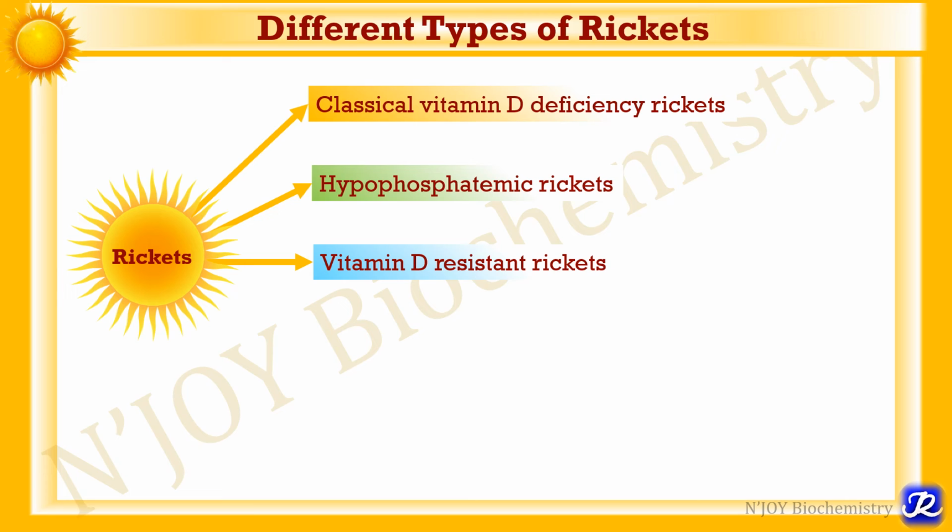Third type is vitamin D resistant rickets, and this is associated with Fanconi syndrome. In this condition, the renal tubular reabsorption of phosphate, bicarbonate, glucose, and amino acids is deficient. It is associated with metabolic acidosis.